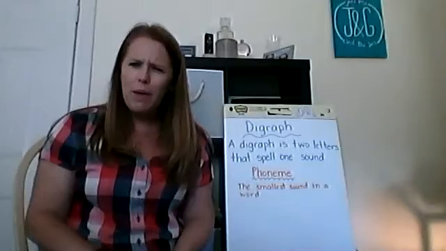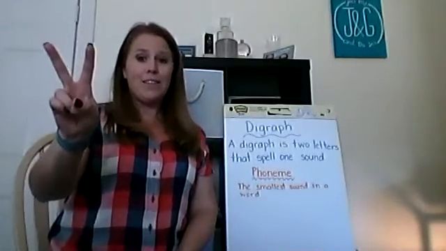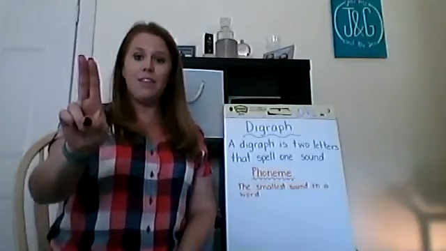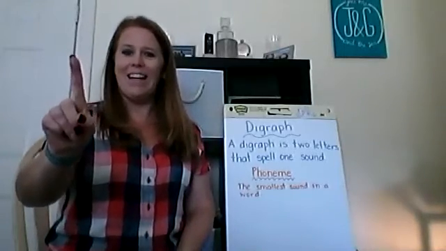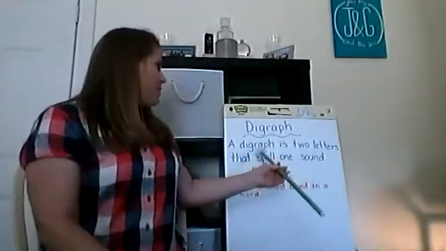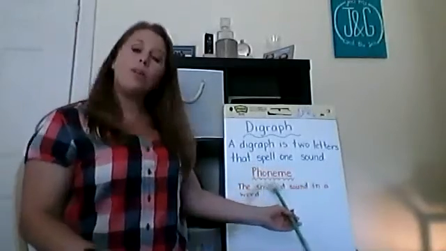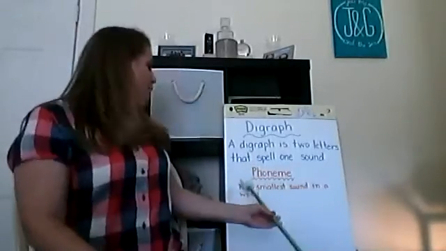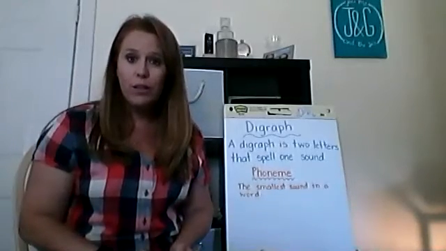So can you do that with me? All right, let's do this. Let's get our two letters up. It's two letters. They come together to make one sound. Good. So a digraph comes together, two letters that come together to make one sound. That sound is called a phoneme. A phoneme is the smallest sound in a word.